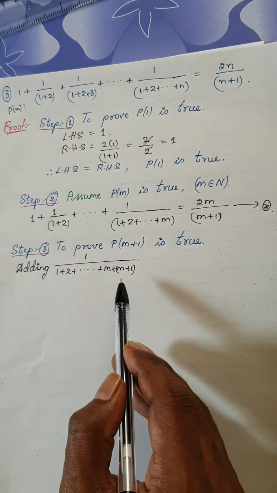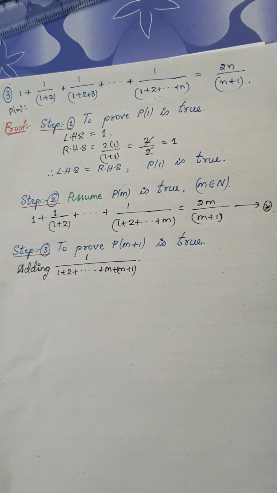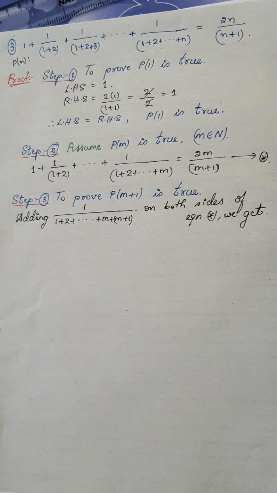Okay, let us add this term on both sides of equation star. And let us see what happens. Please be careful in every term I am writing. So LHS would be 1, okay, plus 1 divided by 1 plus 2, okay, plus going on, I have 1 divided by 1 plus 2 up to m. To this term, I am adding this term. What? It is 1 divided by 1 plus 2 plus up to m plus m plus 1. Remember, this is just my LHS.